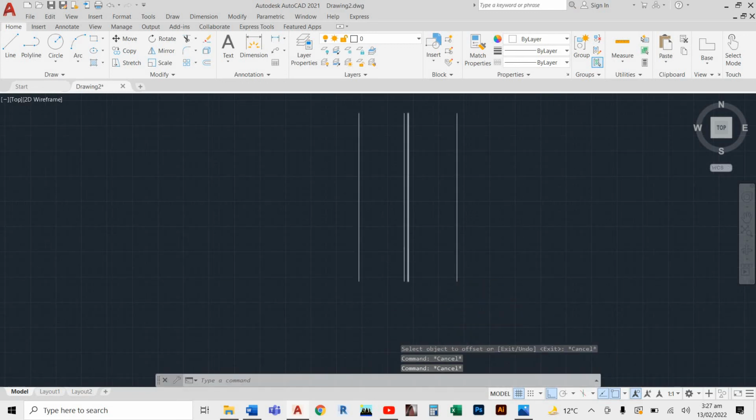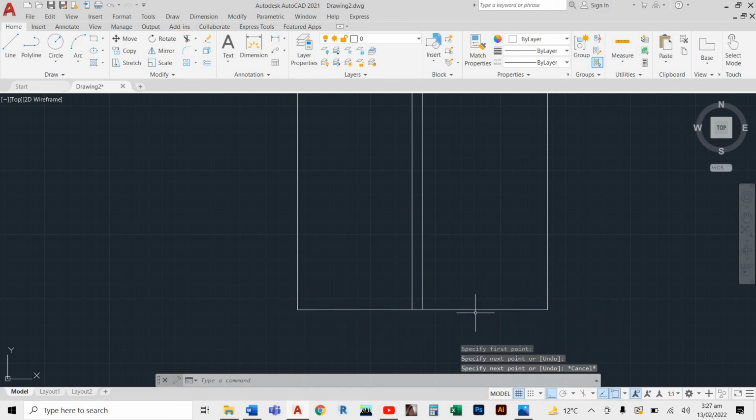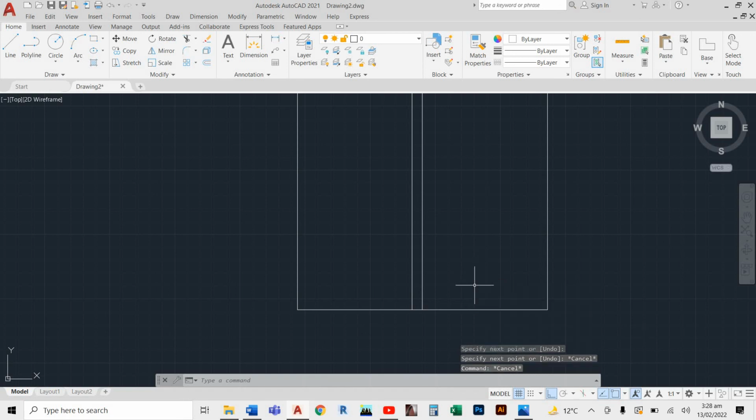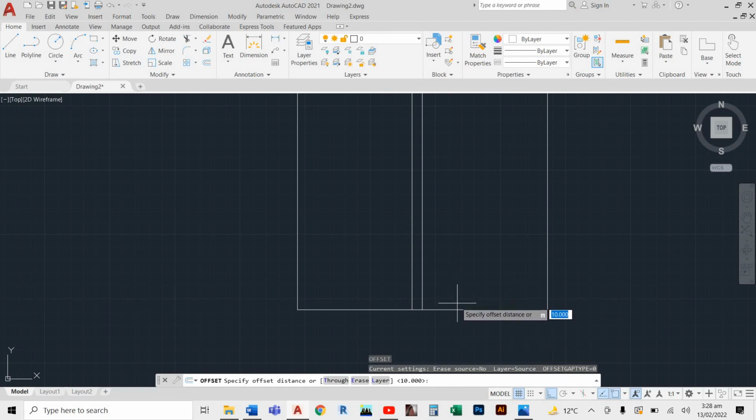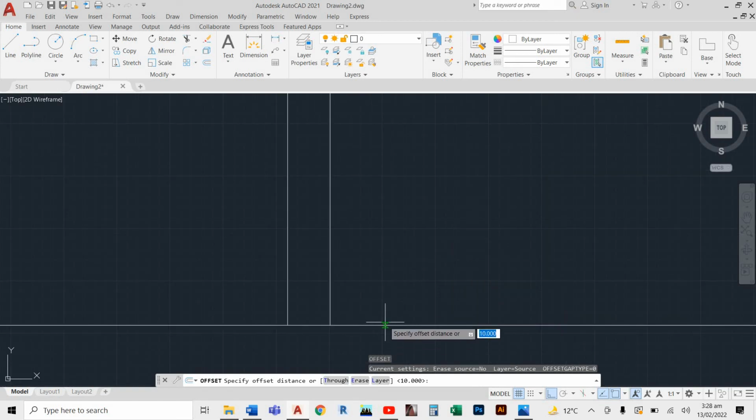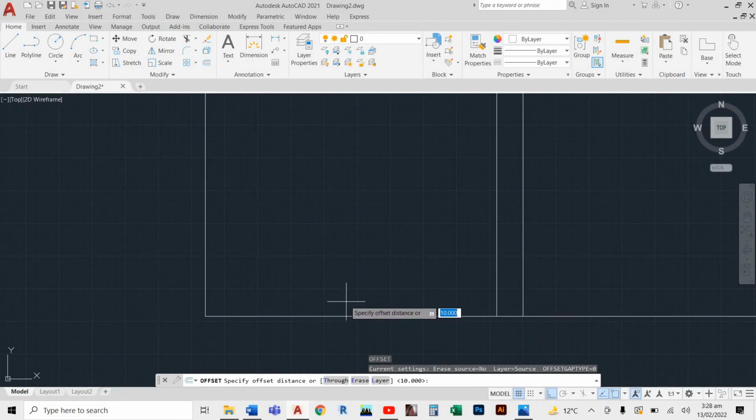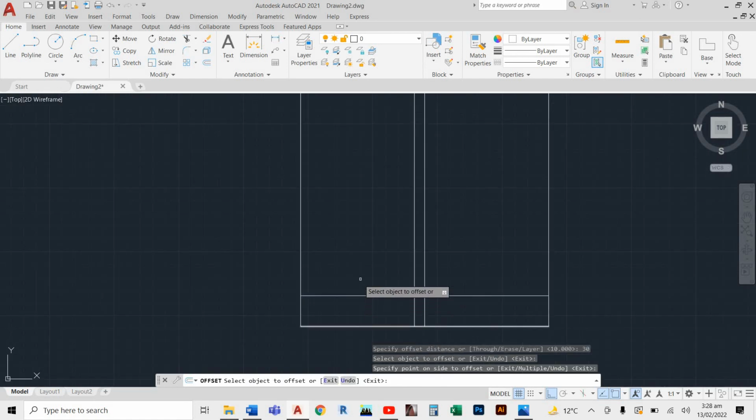Then here you can also draw a line. Then you can make a copy, or you can use an offset here. You can offset the run of every step, which must be 30 centimeters. So we can take the 30 centimeter distance. So it's normally 10 steps.